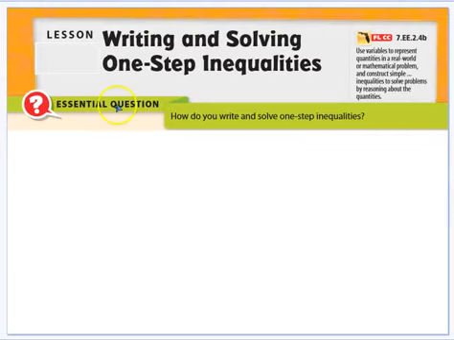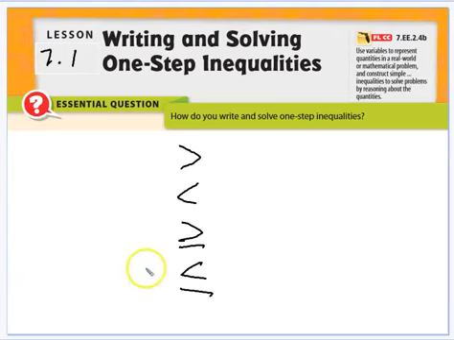How's everybody doing? Today we're going to get into 7.1. This is writing and solving one-step inequalities. All right? Inequalities are the greater than, which you guys would say is an open alligator mouth, and less than. And then there's greater than or equal to, which has a line under it. So that can mean 9 is greater than or equal to 9. It includes it. And then we have less than or equal to, which is also 9 is less than or equal to 9. All right.